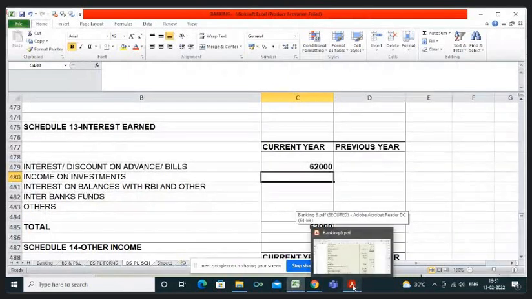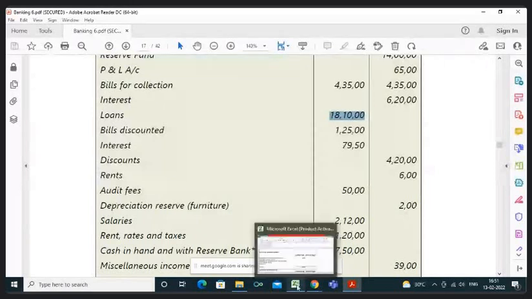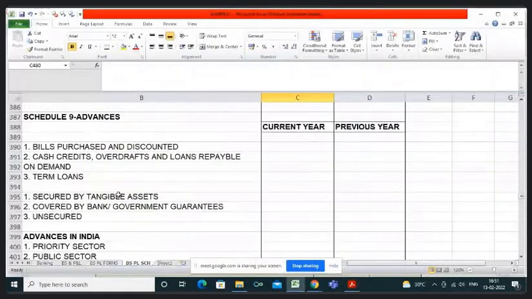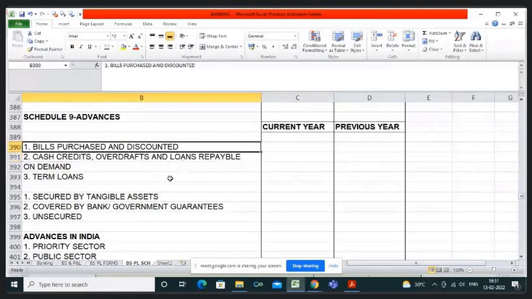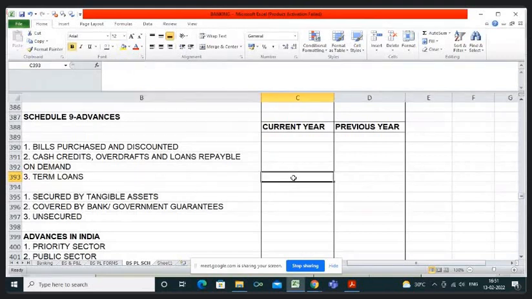Then loans. Loans are called advances in banks. So these are loans, 1,81,000. So we have to take it to the assets side of the balance sheet, loans, and they have not told anything about what type of loans these are, whether they are term loans, demand loans, bills purchased or discounted, or this type of a breakup they have not given. So what I will write? So we'll simply write under the loans 1,81,000.